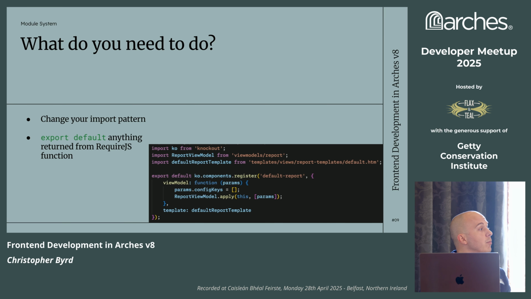And here's what it is, right? So just anything that was being returned from that require or define function, just export it as default from your file, and then change how you're importing stuff, and all the stuff in the middle should be fine, with a few very specific caveats that are in the update to V8 guide, the documentation there. But I'm not going to touch those here, because who has the time? But it shouldn't affect 99% of you.